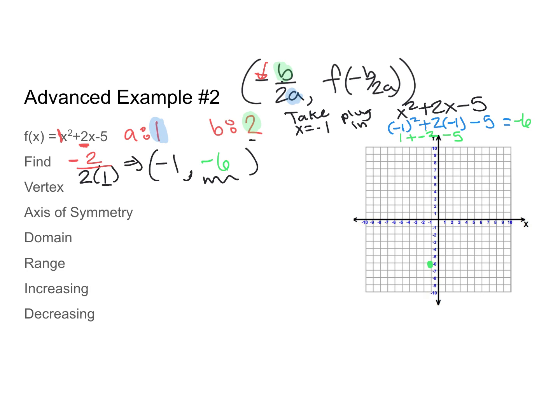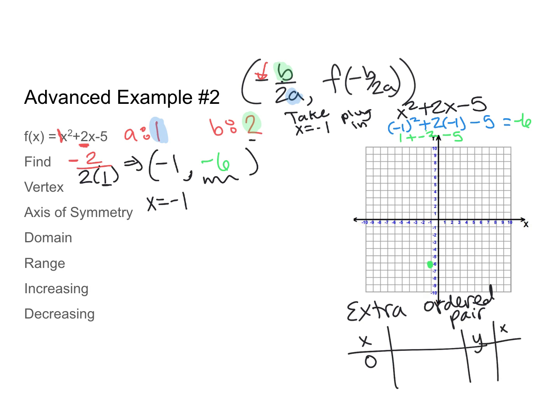And then my axis of symmetry is x equals negative 1. And I would totally do one more ordered pair to help me. Okay, so for my extra ordered pair, which MyLabs is probably going to require, I would just plug 0 in, right? I'm going to plug 0 in, and that will give me what I need for my ordered pair.